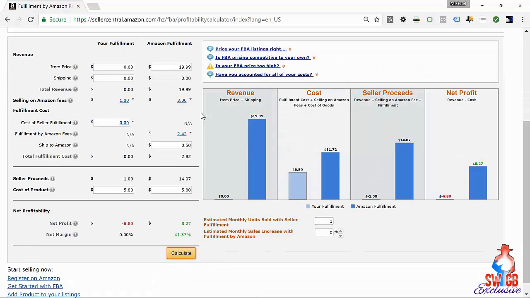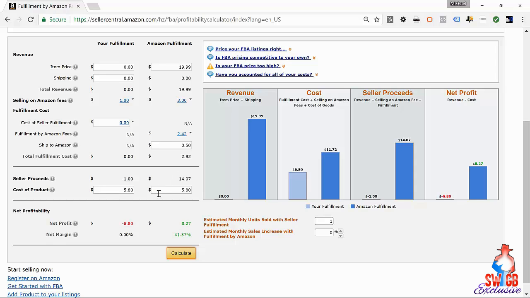And Amazon does all the calculations over here. Here's their selling on Amazon fee or that referral fee of 15%. Here are their FBA fees right there. I'll put in one field, $2.42. It subtracts all those. And then this number right here, the $14.07, that is actually what Amazon is going to pay us every time that we make a sale.